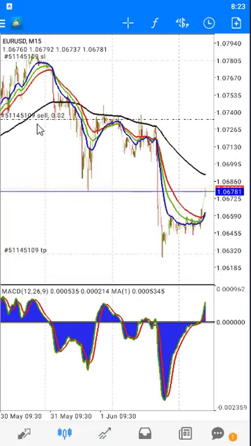Let me go back to the chart to show you. So this is our entry here, right? Sell. As you can see, it's not 0.02 because we've closed 0.01 of it. And this is the stop loss up here, SL, and this is take profit down here.